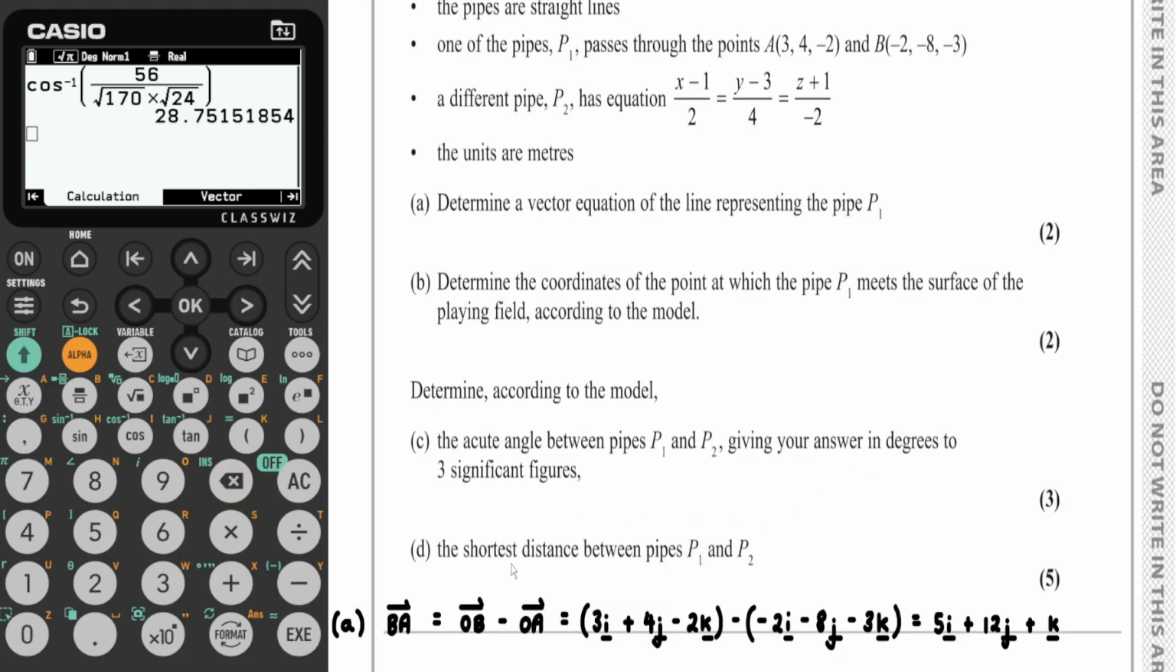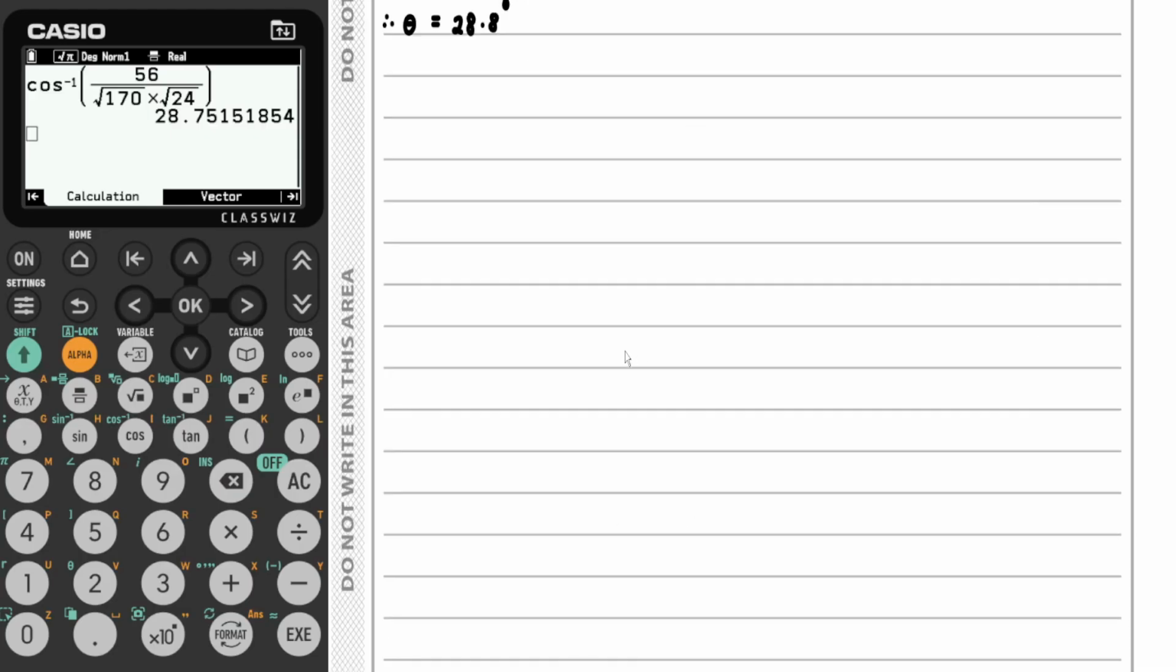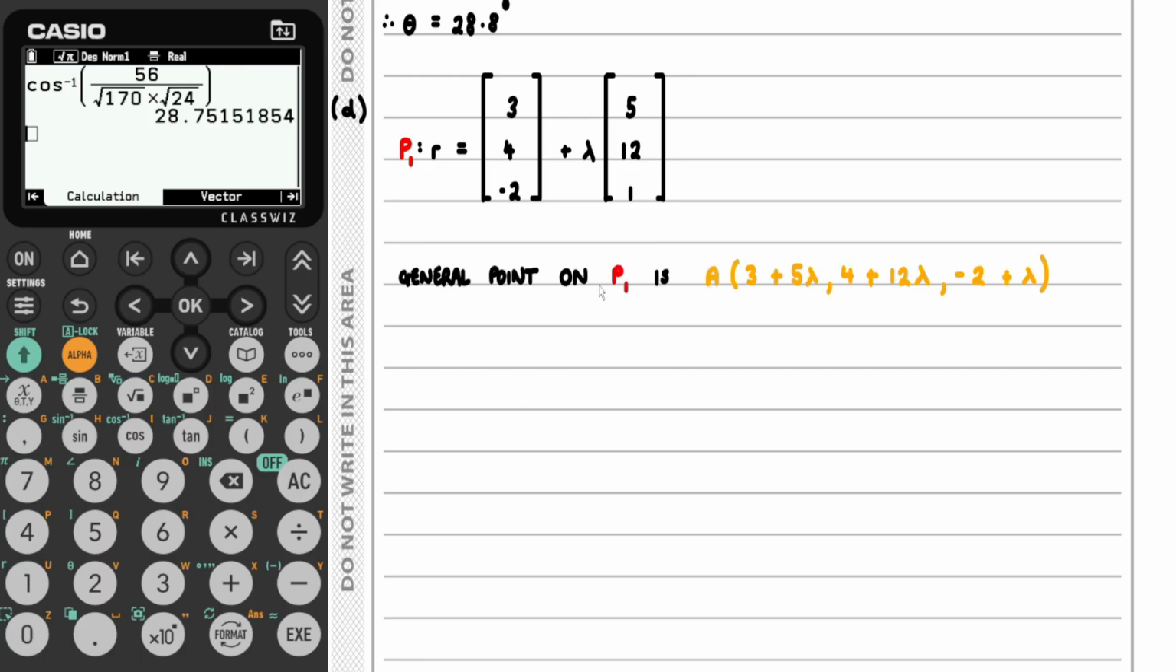Part D, we have to determine according to the model the shortest distance between pipes P1 and P2. To begin with, let's state the vector for P1. That's r equals 3, 4, negative 2 plus lambda multiplied by 5, 12, 1. And so a general point on P1 will be given by 3 plus 5 lambda, 4 plus 12 lambda, and negative 2 plus lambda.